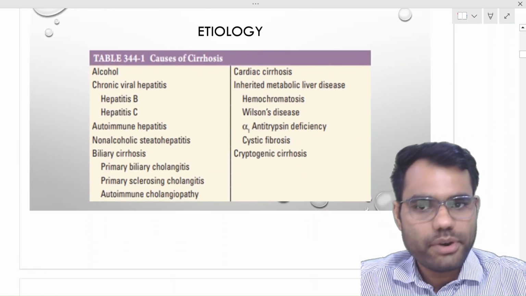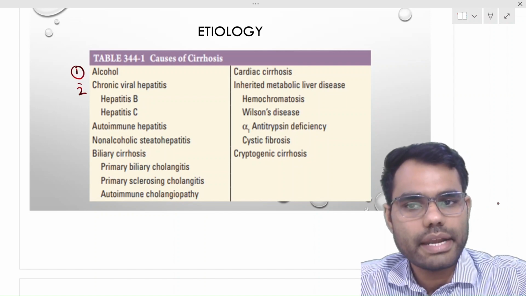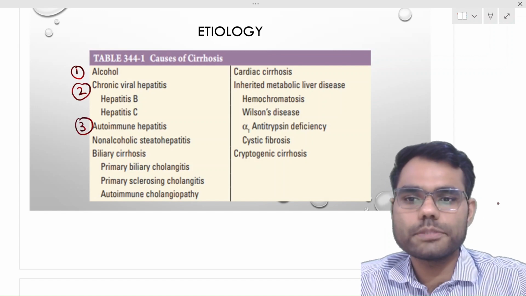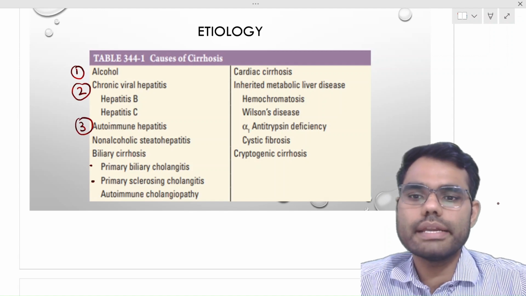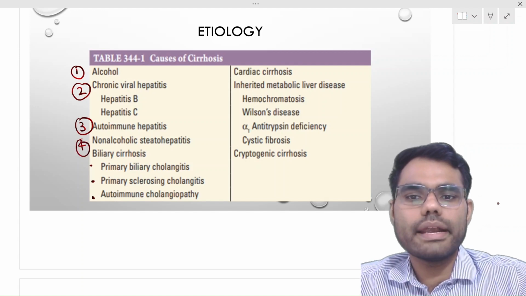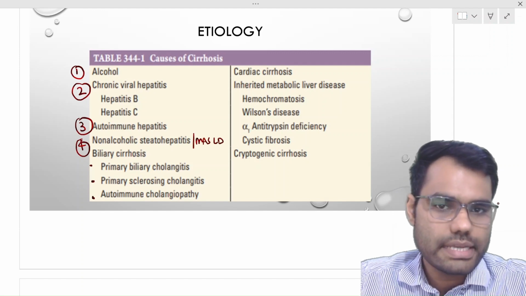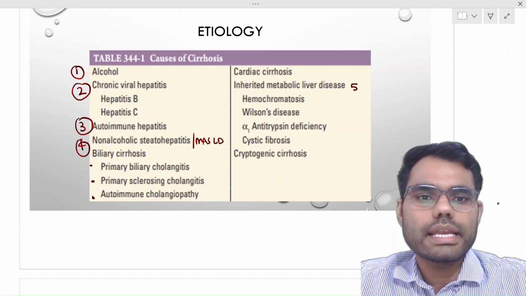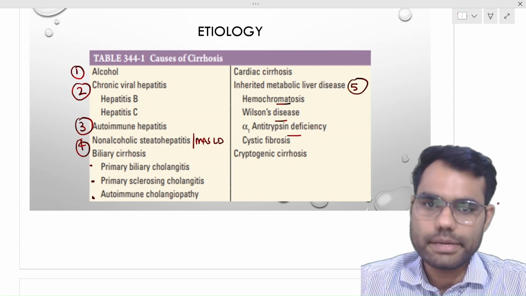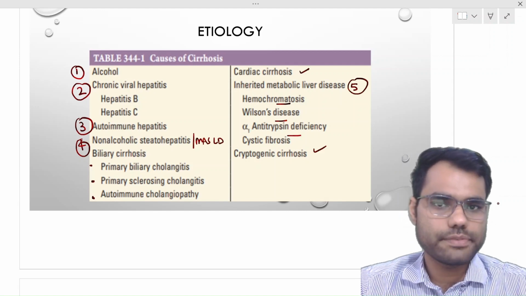Broadly there are five important causes. Number one is alcohol related CLD. Number two is chronic viral hepatitis, that is hepatitis B and C. Number three is autoimmune hepatitis, that includes primary biliary cholangitis, primary sclerosing cholangitis, and autoimmune cholangiopathy as well. Number four is non-alcoholic steatohepatitis, that is nowadays also known as MASLD, metabolism associated steatotic liver disease, right? Number five is metabolic liver disease, that includes hemochromatosis, Wilson's disease, and alpha-1 antitrypsin deficiency. Apart from that, there are other causes like cardiac cirrhosis and cryptogenic cirrhosis as well, right?